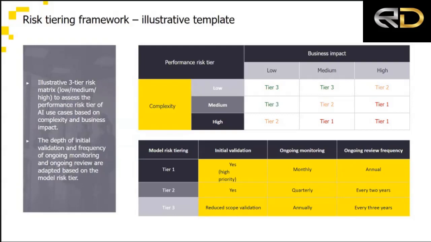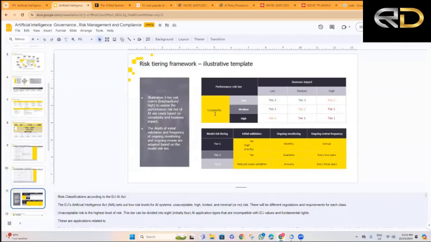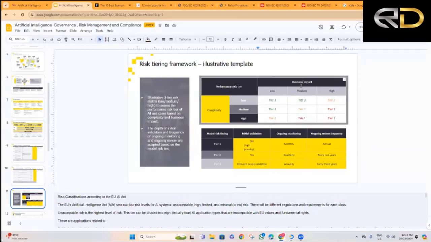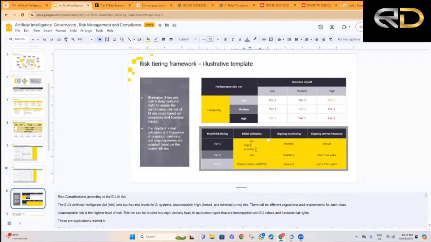If the complexity, okay, so again, we are going to use complexity, as you can see right here. Let me just minimize the screen. So complexity and also business impact. So let's say complexity is medium, and the business impact is high, so that means you are in tier one. So that means initial validation, yes, you have to do initial validation. There should be ongoing monitoring, and there should be an ongoing review frequency. Then tier two and tier three, like that. This is basically going to show you.